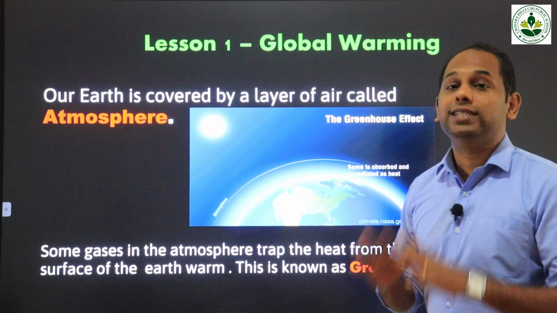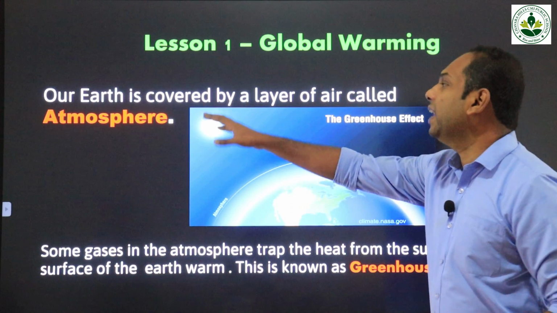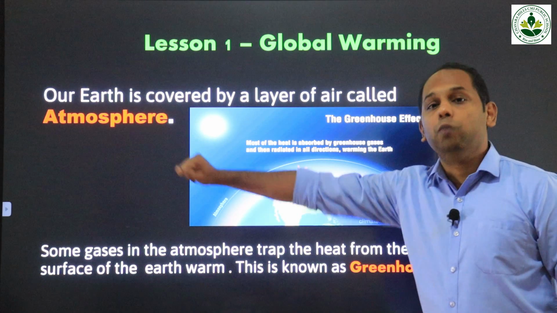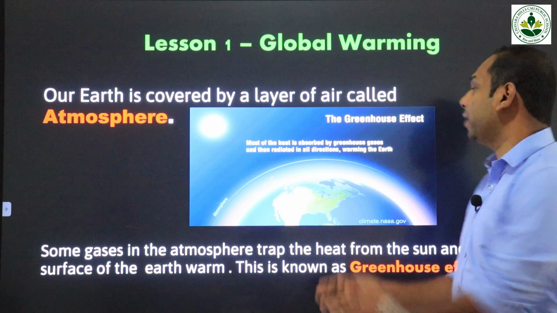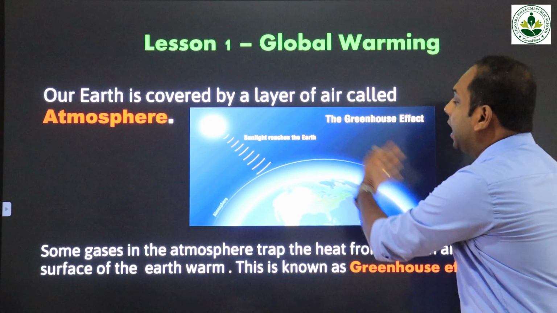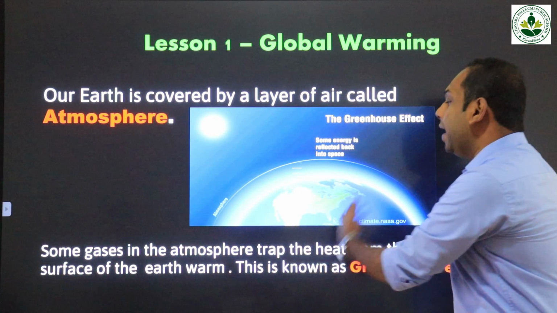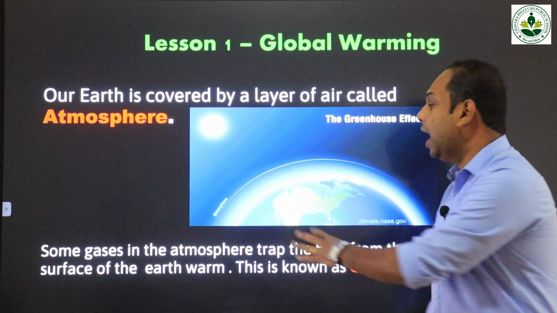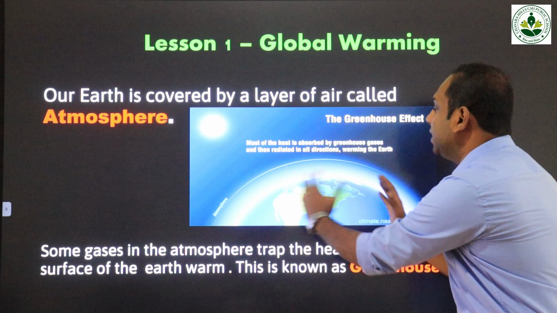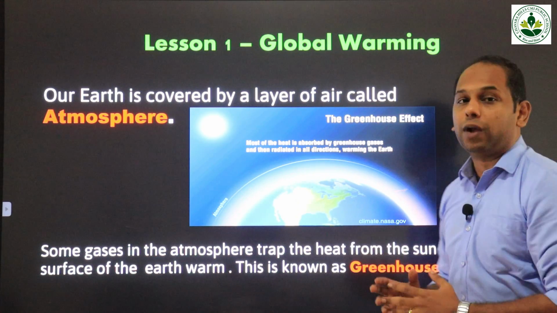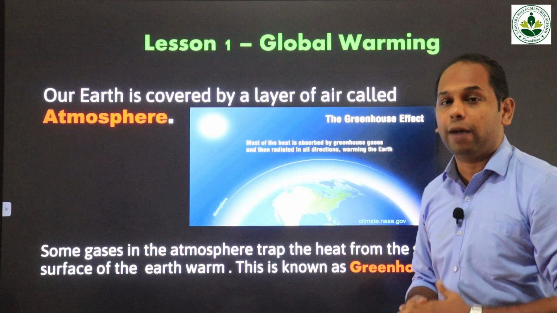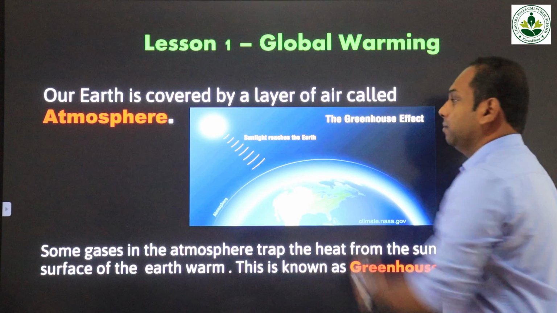Now, we will be studying what is our atmosphere. Our earth is covered by a layer of air and it is called an atmosphere. So, what is an atmosphere? Our earth, as you see in the picture, is covered with layers of air and it is called what? An atmosphere. And this atmosphere protects our earth from the harmful ultraviolet rays that are coming from the sun.